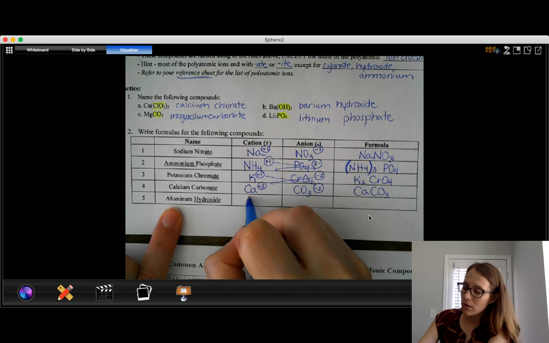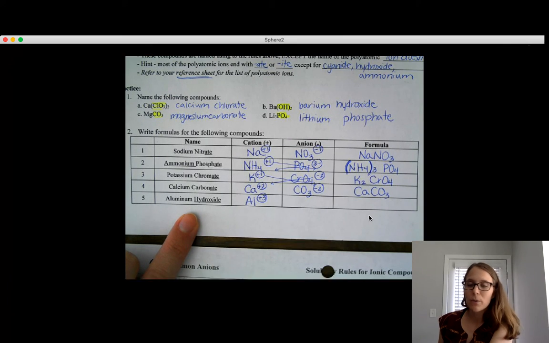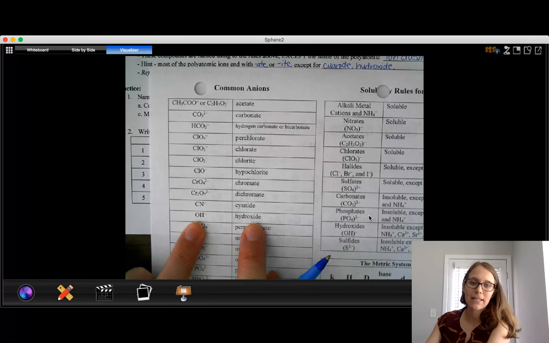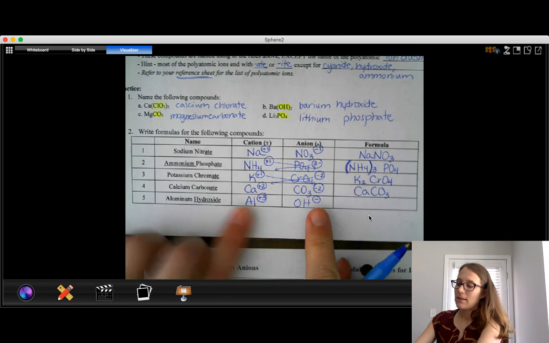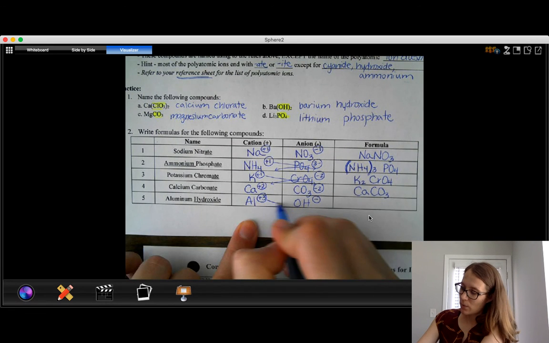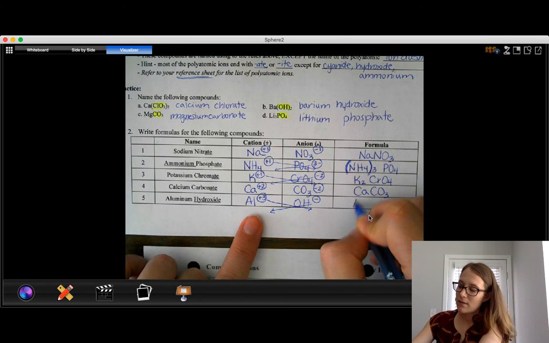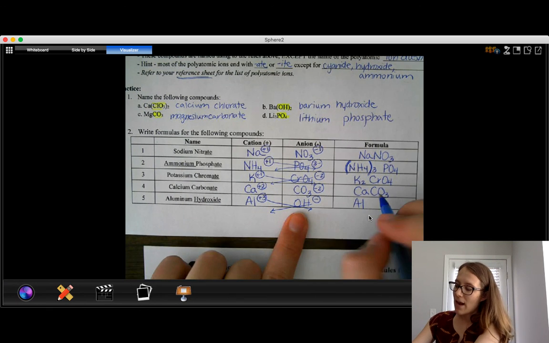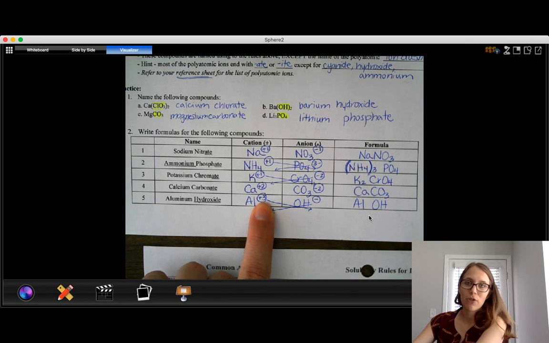Last one on here, aluminum is an element, so I'd look it up on the periodic table. It has a charge of +3. And then hydroxide is one of our 3 polyatomics that doesn't end with ate or ite. That's an OH with a charge of -1. These are not a perfect match, 3 and 1, so we're going to need to crisscross. And when we crisscross for this, aluminum, I just need 1, so I don't need to write that. And then hydroxide, that OH chunk, does need to have a subscript of 3.